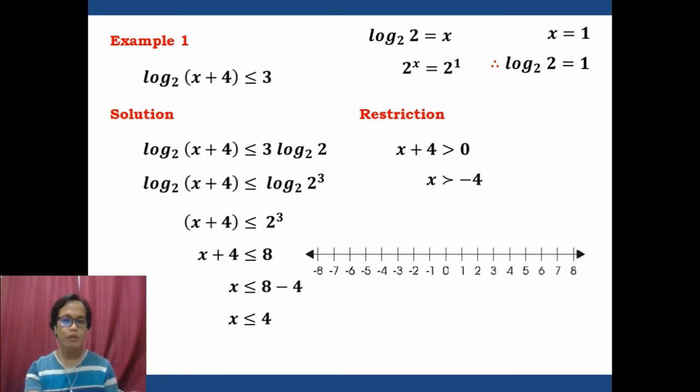So if we have this number line, we have here the positive 4, meaning our point is located here. To illustrate the point, this is now solid, of course, because of less than or equal to. Now, x is less than or equal to 4. So this is our positive 4.